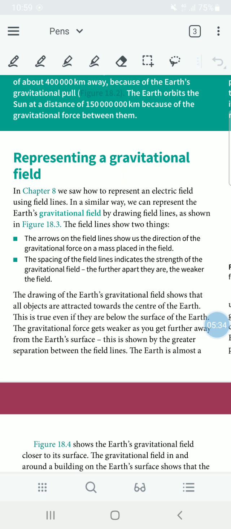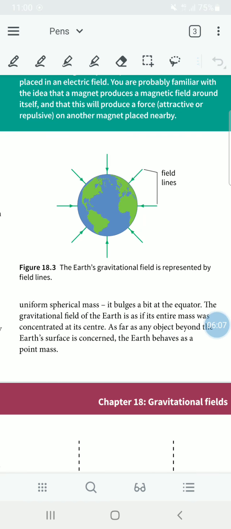The Earth's gravitational field can be described as a point force acting towards the center of the Earth, which spreads out radially in a uniform manner as shown in the below diagram. Draw this diagram, figure 18.3.